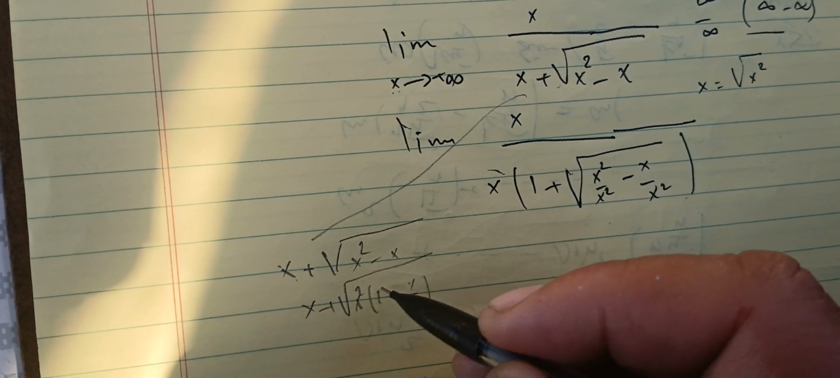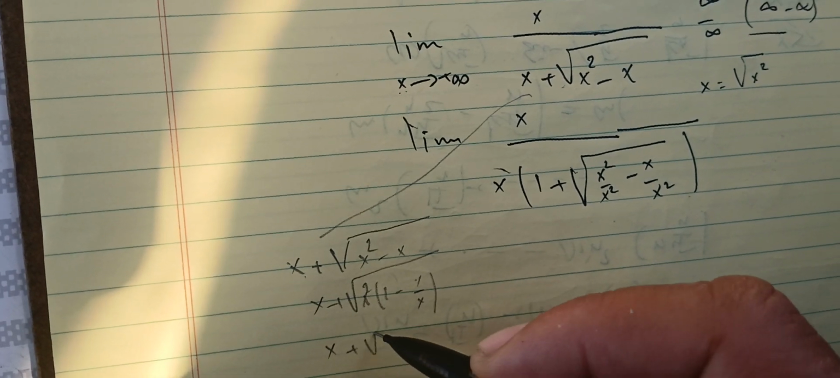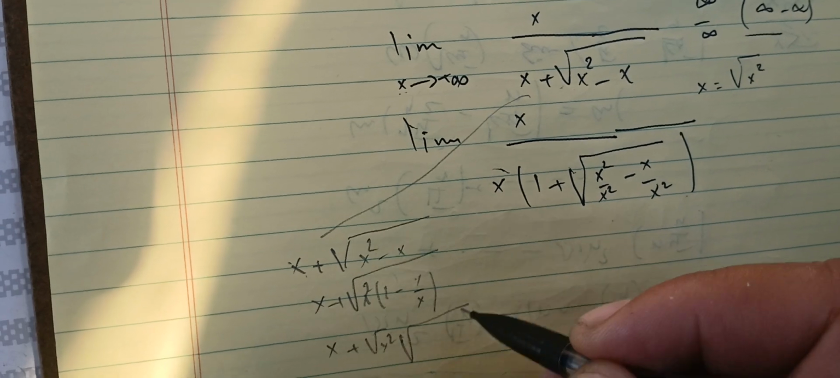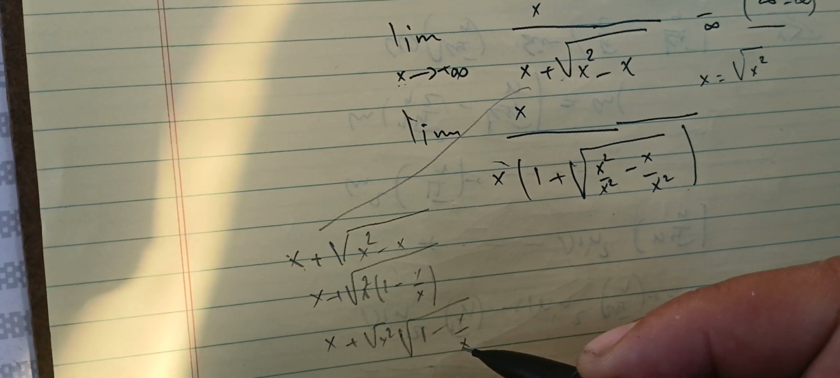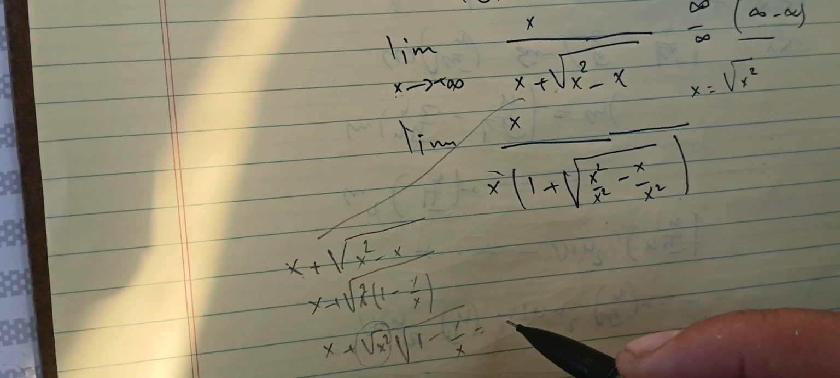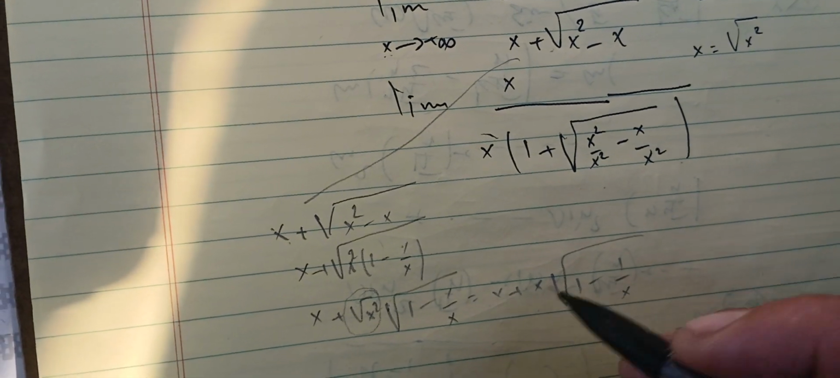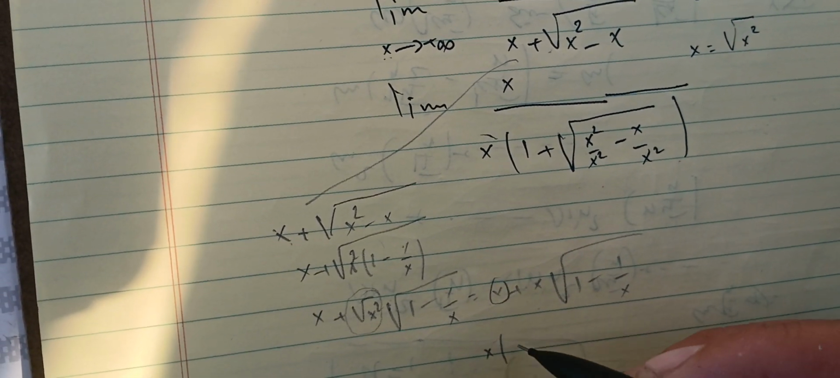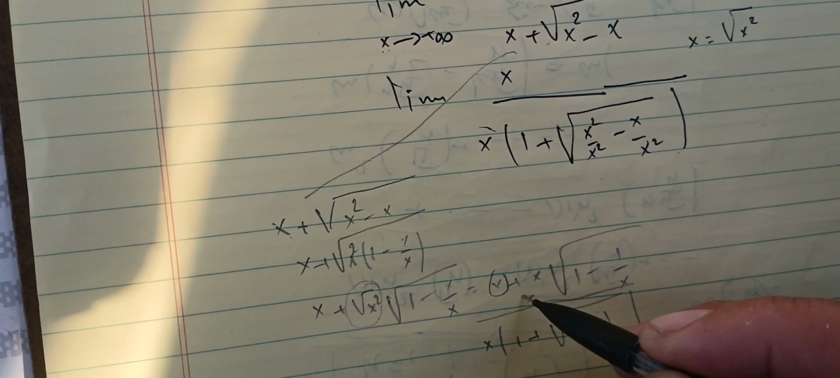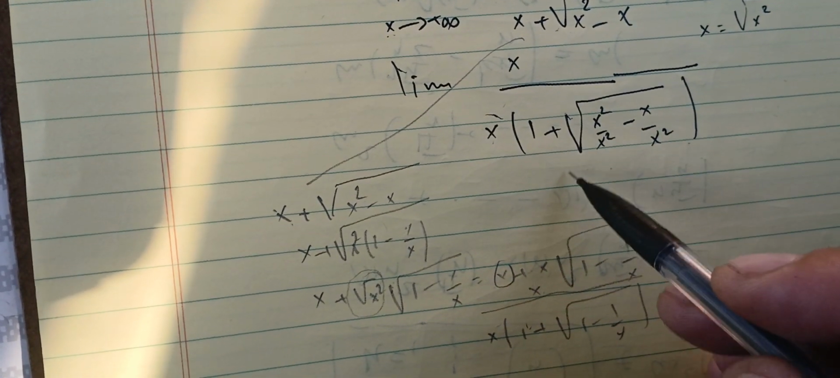Now I use the fact that this is positive, so I can multiply the roots. So I have the square root of x squared times the square root of 1 minus 1 over x. And what's this one? If x is positive, it's just x. So x plus x times this one. Now I can factor out by x, so x times (1 plus the square root of 1 minus 1 over x). And with x on top, I can simplify.